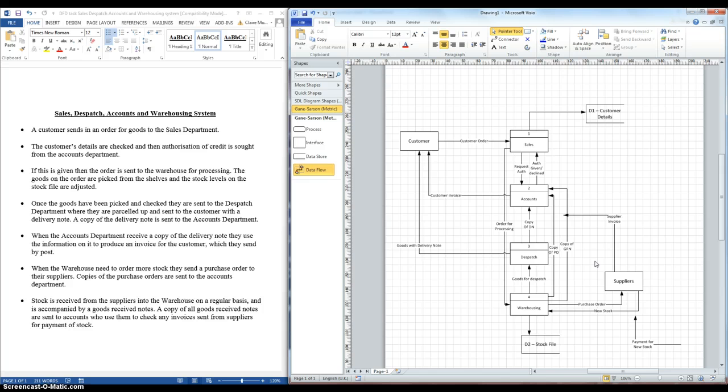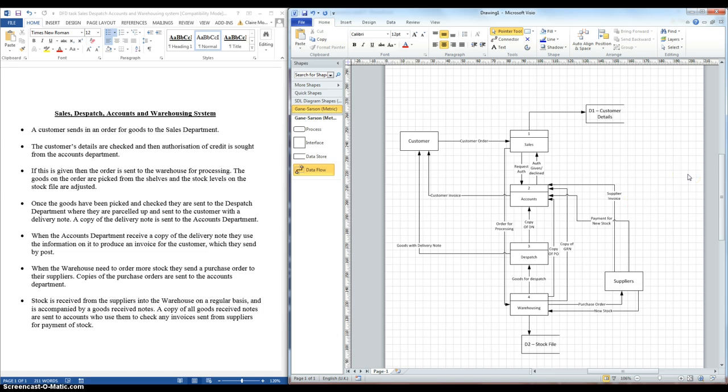Sent to accounts, who use them to check any invoices sent from suppliers. So that's telling us that they're sent to suppliers, the supplier invoice that we already had on there as an external data flow for payment of stock. So then we're saying that the suppliers will pay. There you go, there in the end. So they're paying for that stock.